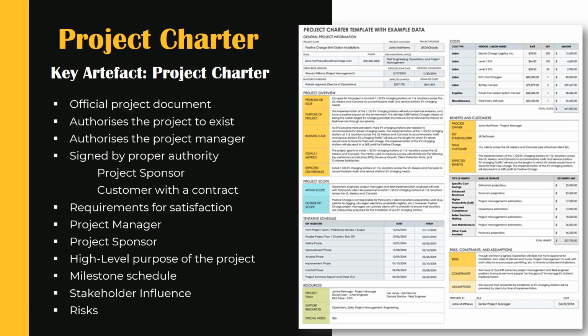Communication plan. How will the project team communicate with one another throughout the project? The charter is an official project document. It authorizes the project to exist. It also authorizes the project manager to move forward. This is the green light for the project manager.